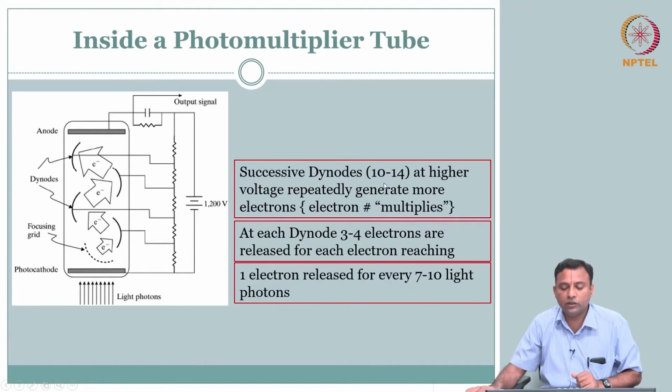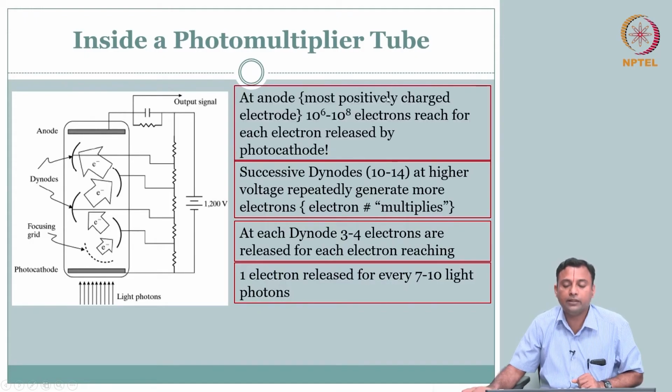This is why it is called a photomultiplier tube. You see how the electrons are multiplied. You go on doing this through successive dynodes, about 10 to 14 of them. Finally you come to the anode, which is at the highest positive voltage. Each time it is multiplied, so you eventually get about 10^6 to 10^8 electrons for each electron that was released at the photocathode. So now you see the signal is actually amplified, and this is now a voltage signal.